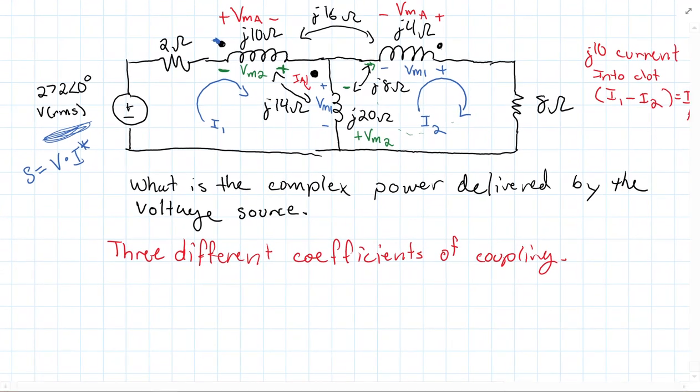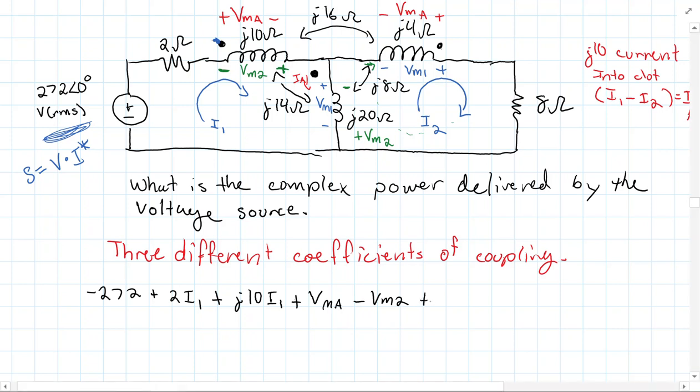Now what I'm going to do here carefully, for this first loop, is let's go ahead and write it down. So we've got minus 272, and then we'd have plus 2I1 plus j10 I1. And I'm just going to write these down as mutual terms, because then I'd have plus VMA, the mutually induced voltage due to the current A, minus Vm2, because that's again due to the induced current of Vm2.